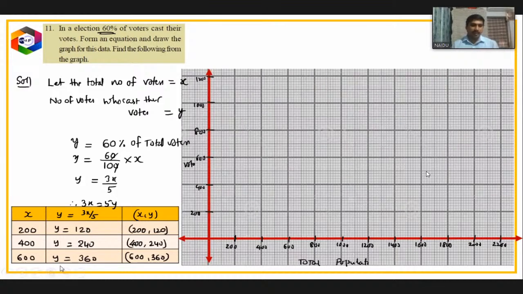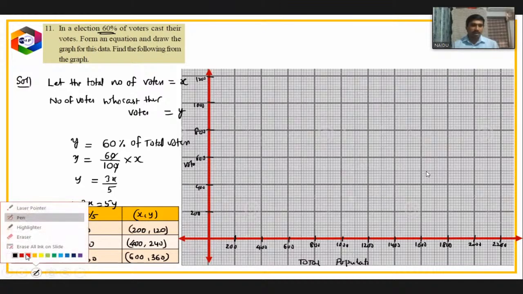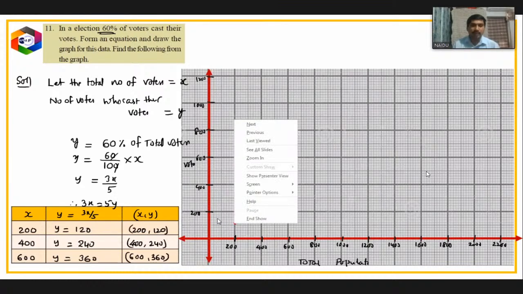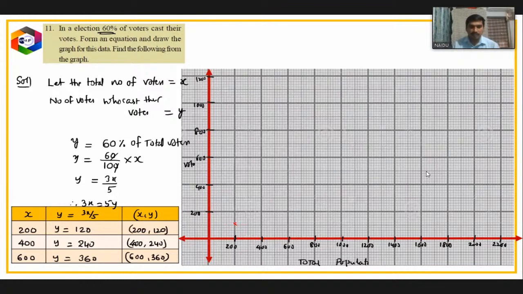So I think, children, till now it is clear for you. Now I am going to plot the points. Observe, children, 200 and 120. Here where will be 120? Since 10 lines represent 200, each one represents 20. So the fifth line will be 100 and the sixth line will be 120. So this is the sixth line.